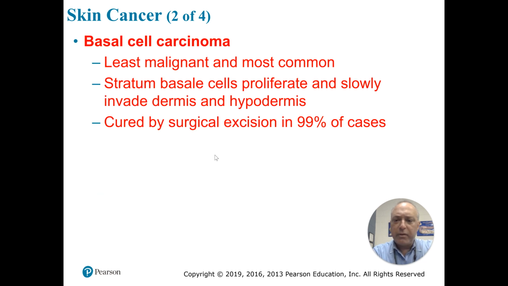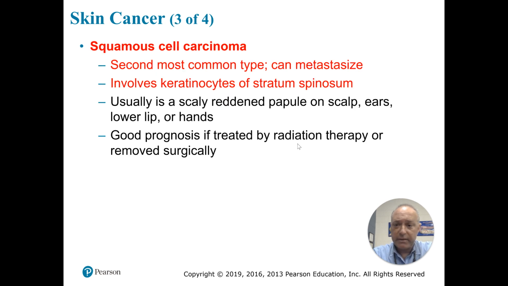So basal cell carcinoma, this is the least malignant of the three, most common. These are the cells of the stratum basale that proliferate and slowly invade the dermis and the hypodermis. They form a little mass, and they're just usually surgically excised.